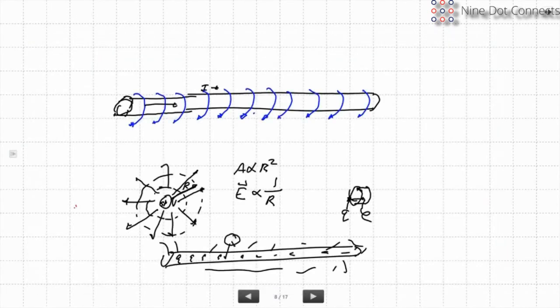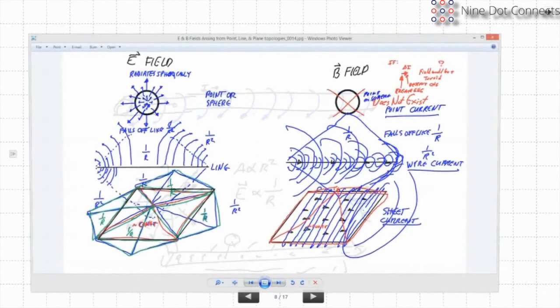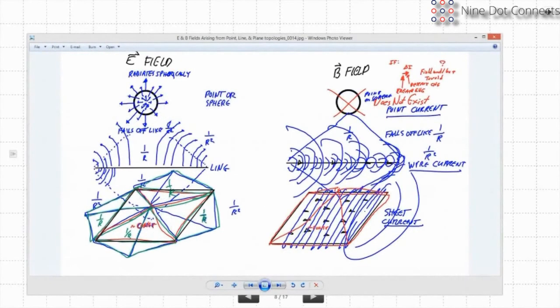So how do these things work? At what point in time do fields fall off, and at what rate do they fall off?